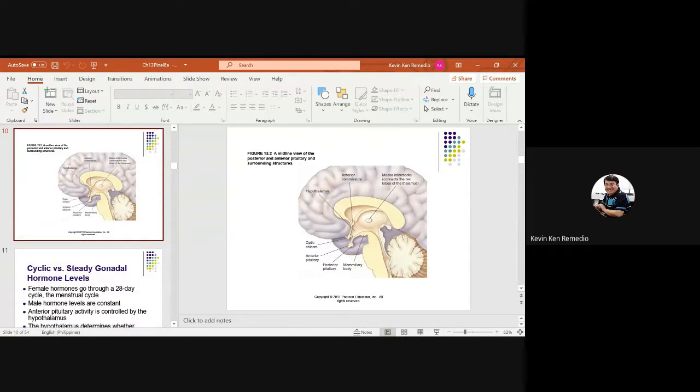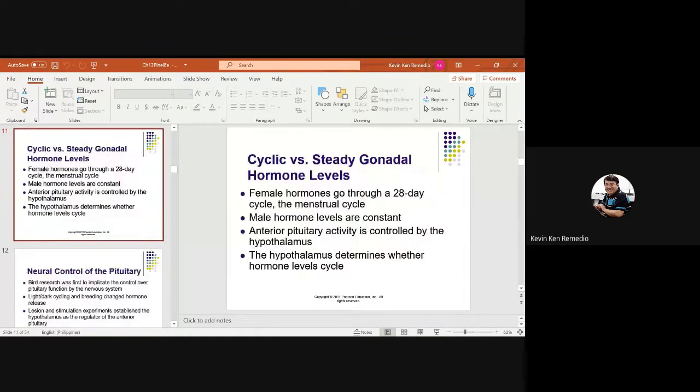Okay? So as you can see, this is a midline view of the posterior and anterior pituitary and the surrounding structures. Okay. So cyclic versus steady gonadal hormone levels.